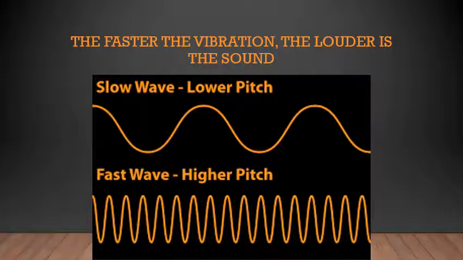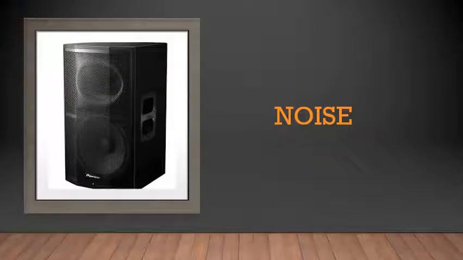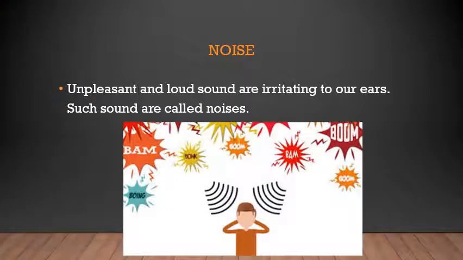Some sounds are soft and pleasant to hear, but some are harsh to our ears. That means when somebody is shouting, you feel like closing your ears. That means the voice is too loud, or it is making noise. So what is noise? Noise is nothing but unpleasant and loud sound that is irritating to our ears. Such sounds are called noises. Usually when there are loudspeakers, it irritates our ears to listen to loud music for a long time. That noise is very disturbing and very unpleasant. That is why it is called noise.